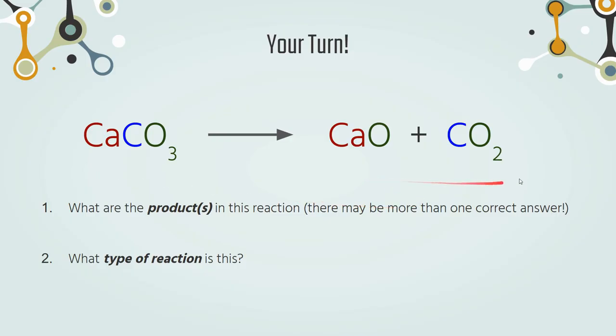So our products here are going to be CaO and CO2 because we end with these chemicals. And this is a decomposition reaction because we start with one chemical and it breaks into multiple pieces. That is a decomposition reaction.